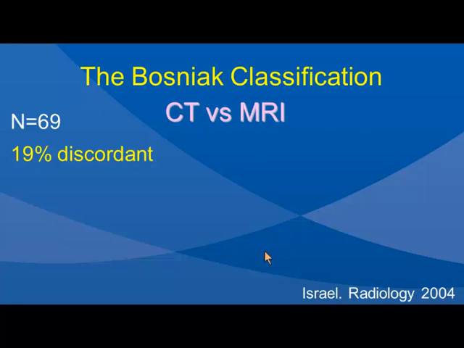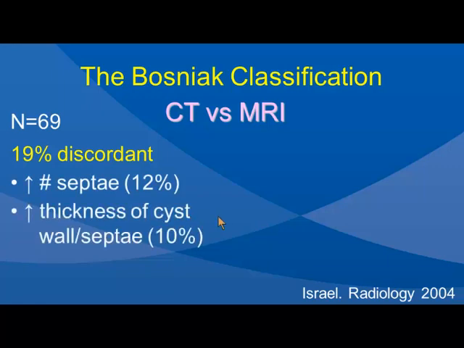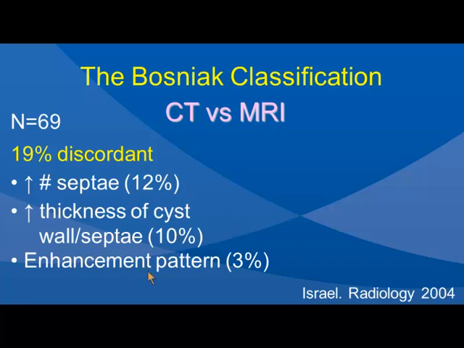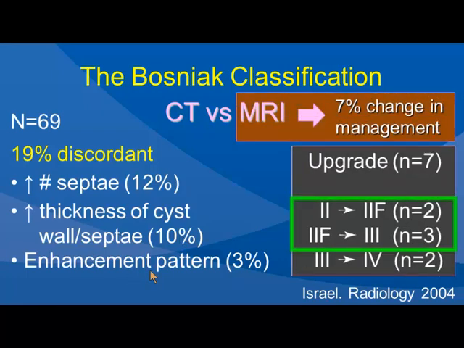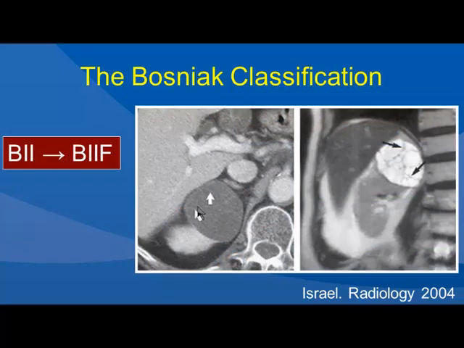So how applicable is the Bosniak classification to MR? Gary Israel and Bosniak looked at this, and they found that in almost 70 cases, about 20% of them are discordant, mainly because you're going to see more septations, increased thickness of the cyst wall or septae, or a different enhancement pattern on MR compared to CT. And overall, this resulted in about a 7% change in management. Now, many of these get upgraded because we see more cysts on MR than we do on CT.